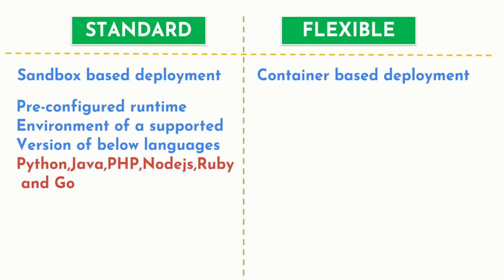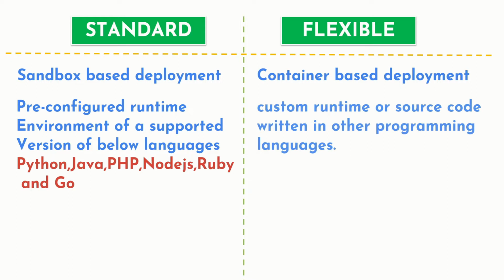Standard comes with a pre-configured runtime environment of a supported version of the below languages only: Python, Java, PHP, Node.js, Ruby, and Go. Only these languages and a few particular versions of these languages are supported. And if you want to use any other programming language, then flexible would be a better choice for you, where you could just use your own custom runtime or source code written in any other programming language.